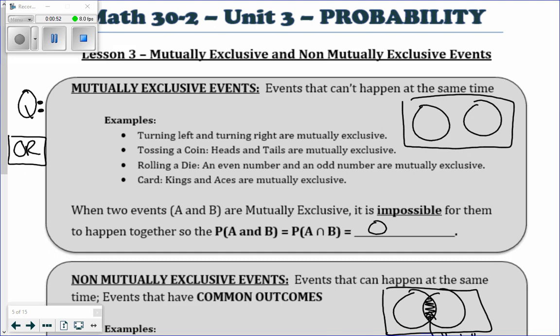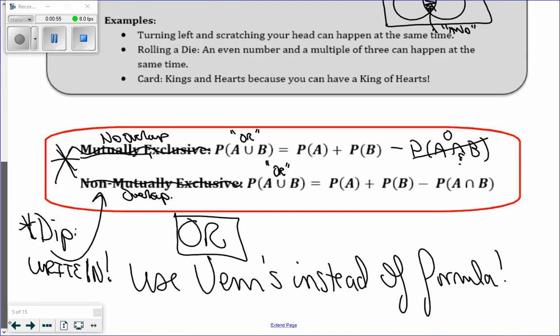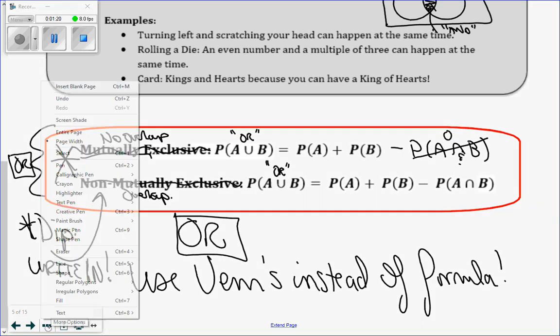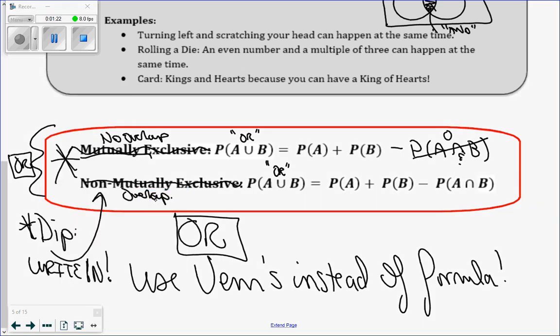Okay? So on your formula sheet, you get these two formulas. You use those two formulas if the question says the word or. So what's the probability of picking a red tile or a green tile? What's the probability of picking a king or a heart? Okay? So essentially the only difference between the two formulas is they each have A or B.